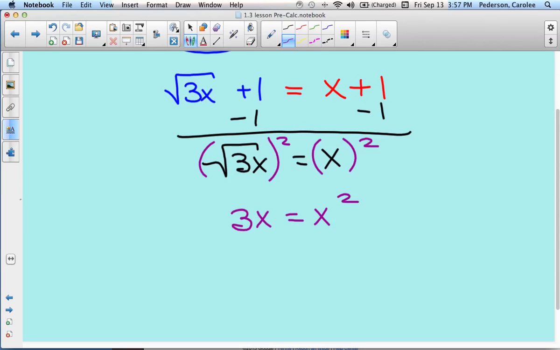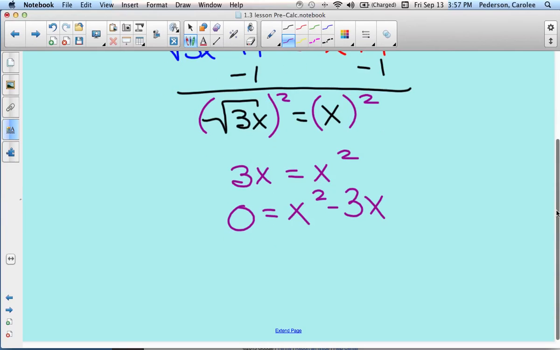Now I'm going to put it in standard form again. 0 equals x squared minus 3x, moving that 3x to the right. And now I factor it. Number one rule to factor is take out that GCF. So the GCF is x, left with x minus 3.